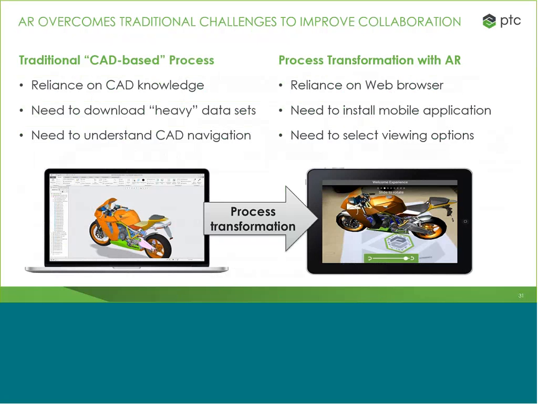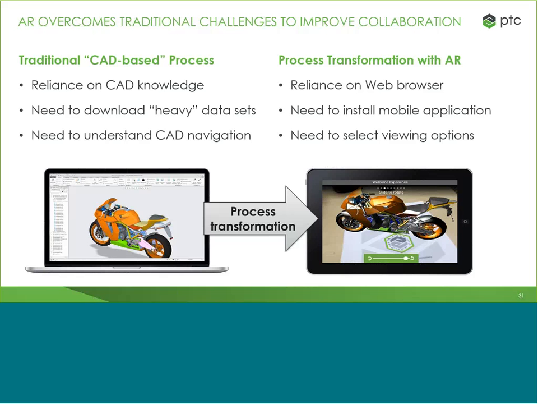Rather than being reliant on CAD knowledge, let's make it so you're reliant on a web browser, right? Rather than download this big data set and unzip it, how about if you just need to install a mobile app? Rather than require you to know how to use the CAD and spin and do all this stuff, what if I just gave you some viewing options? So this is what we're talking about. This is process transformation, because now I open up this whole idea of allowing anybody to look at, access, visualize, and interrogate geometry. So if you want to communicate better, collaborate better, what about giving people the tools they need?